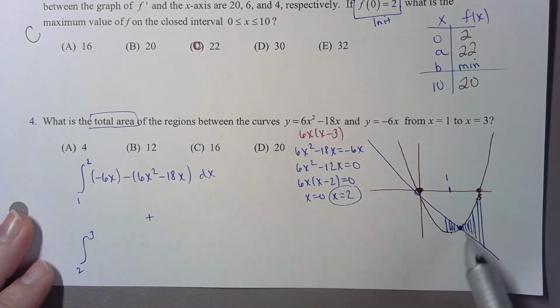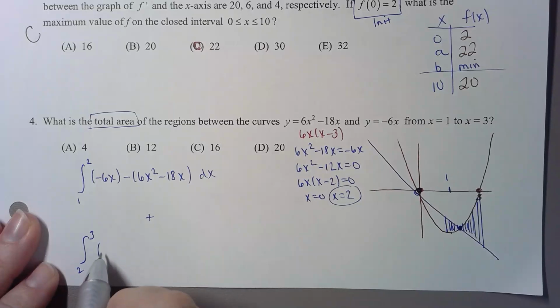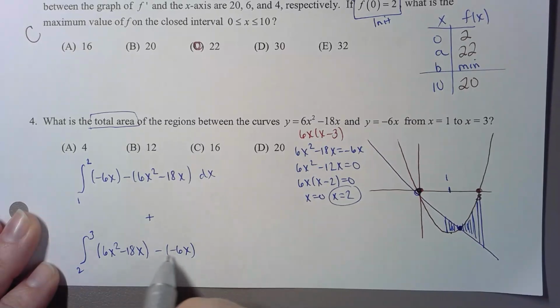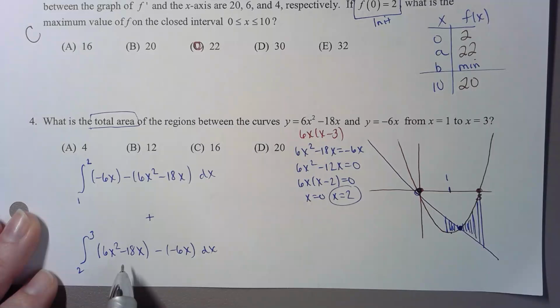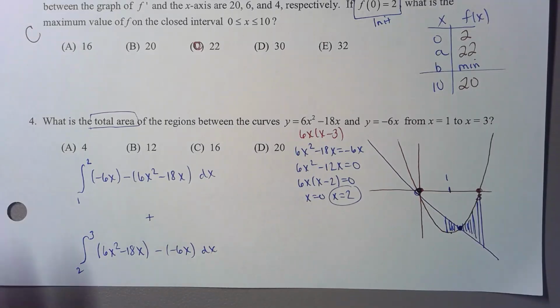My second integral, the top curve is now the 6x squared minus 18x, and then I'm going to subtract the bottom curve of the negative 6x. So watch that double negative there. Combine like terms, take the antiderivative, plug in the bounds.